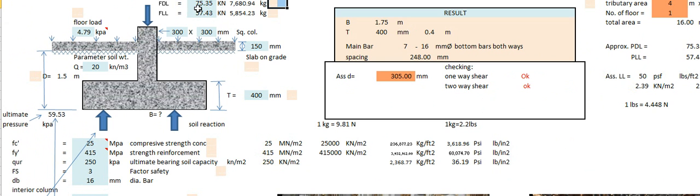Dead loads include the self-weight of structural members, such as walls, plasters, ceilings, floors, beams, columns, and roofs. Dead loads also include the loads of fixtures that are permanently attached to the structure. Dead load is 75.35 kN.